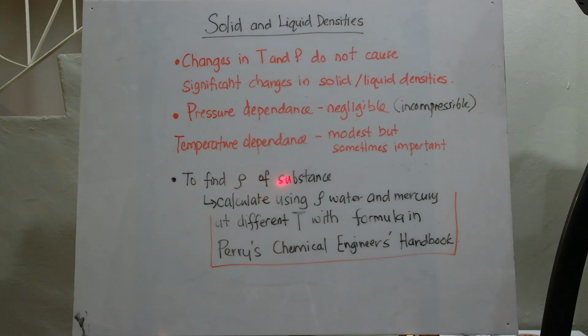To find the density of a substance whose density is unknown, we can calculate using the density of water and mercury at different temperatures, with the formulation given in Perry's Chemical Engineers' Handbook.